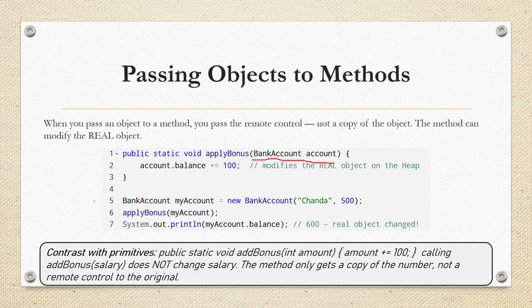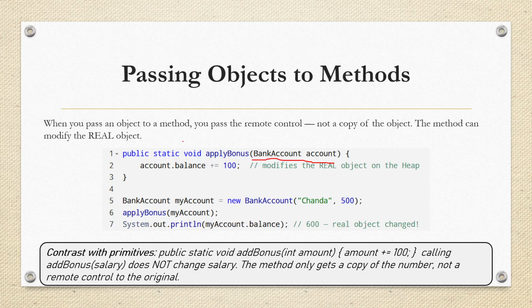So this is the contrast that I was talking about. If we reverse this and say add bonus, then we pass in a primitive type and increment the amount, this will not affect the actual variable because these are primitive types. And this is the major difference that you want to remember. Primitive types do not affect the number that you pass, especially when we deal with methods like this. If you pass a primitive type to a method, it doesn't modify it in the slightest.